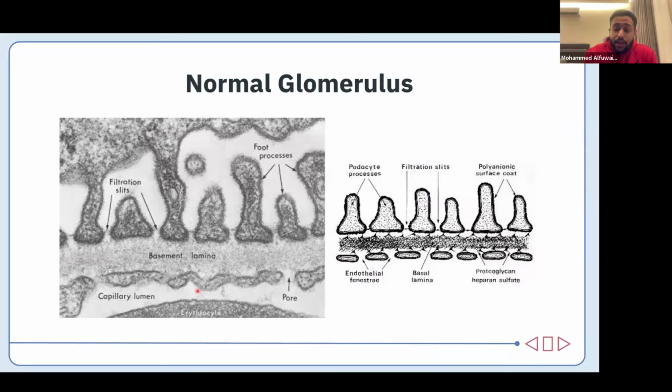The first layer is the endothelium, which comes from the blood itself. Now, the endothelium has fenestrations, pores, which are large enough to allow molecules to go through it. Then we'll have the basement membrane, and then we'll have the visceral epithelium, which are the podocytes. Now, what's maintaining the filtration barrier itself is two things.